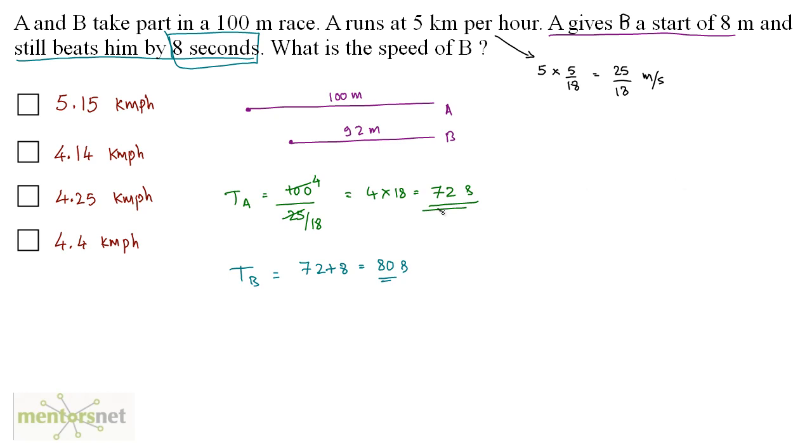We can calculate the speed of B now. Speed of B is equal to distance upon time. The distance traveled is 92, so 92 by 80, and this will be in meters per second. But we need speed in kilometers per hour, so this will be equal to 92 by 80 into 18 by 5, and that will be equal to 4.14 kilometers per hour. So option B is the correct answer.